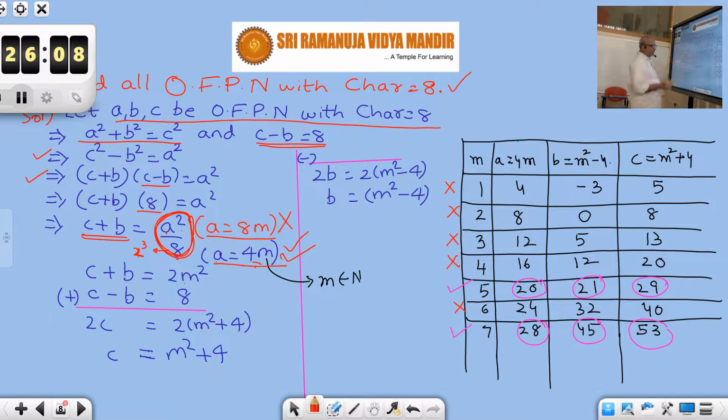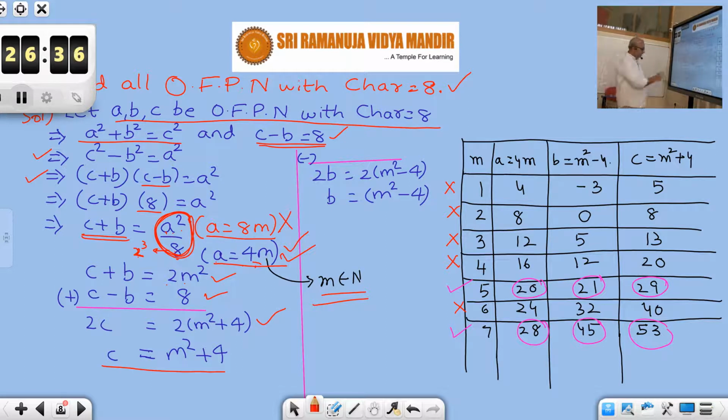Okay, so this is the correct one. So a is equal to 4m, where m is any natural number. If you take 16m square by 8, that gives 2m square. So c plus b is equal to m square, where m is any natural number. For c minus b, I take c minus b is equal to 8. Adding them, I get 2c is equal to 2 into (m square plus 4), dividing by 2, c is equal to m square plus 4.